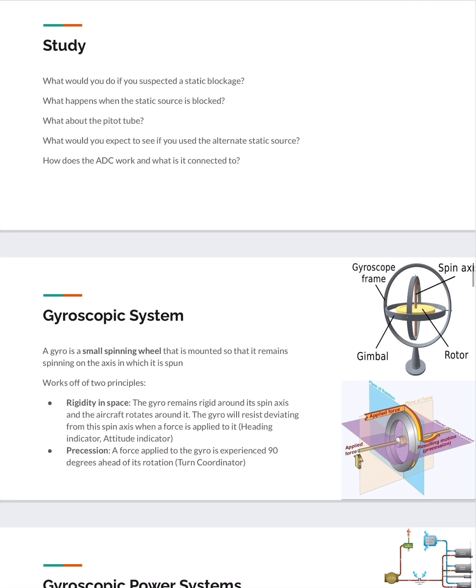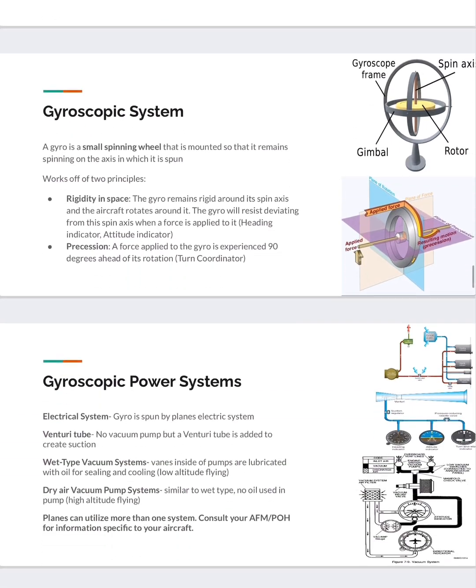So two principles there. Rigidity in space wants to stay in the axis in which it's spun. Precession, if we touch it, we will experience a force 90 degrees ahead of rotation. And we use both of these principles with all three instruments to give us orientation, essentially.